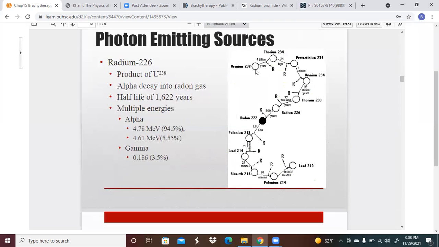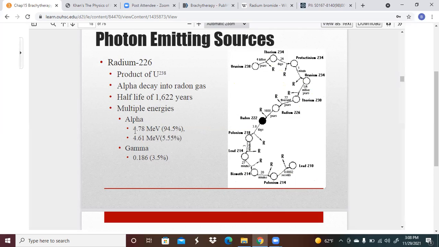This is a decay of uranium-238. This is the chain as it goes along. Eventually the uranium ends up at lead. But in the process, you can see radium here as a link in that particular chain. You can see the alpha decay turns it into radon gas. This will exist around for 1600 years.